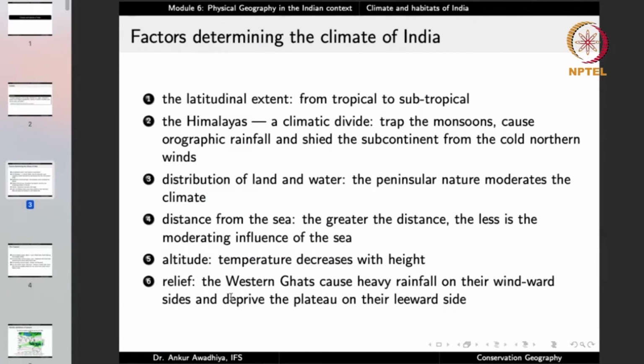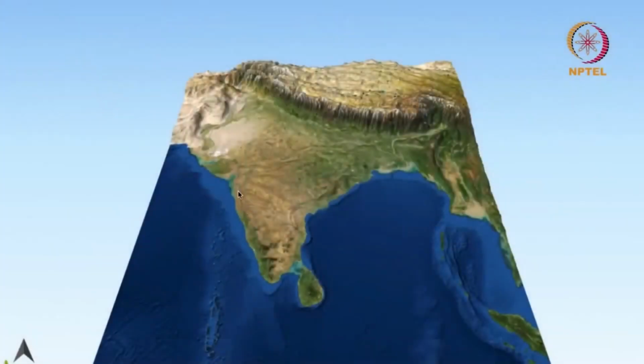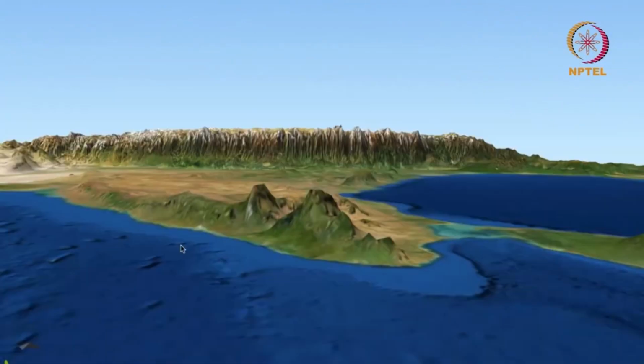Then we have the relief. The Western Ghats cause heavy rainfall on their windward sides and deprive the plateau on their leeward side. So basically what we are talking about here is that when we talk about the Western Ghats, when we have the rains, the rain bearing winds that move in this direction, then there is an intense amount of orographic rainfall on this portion.